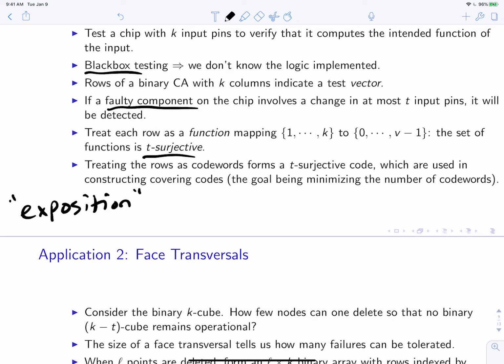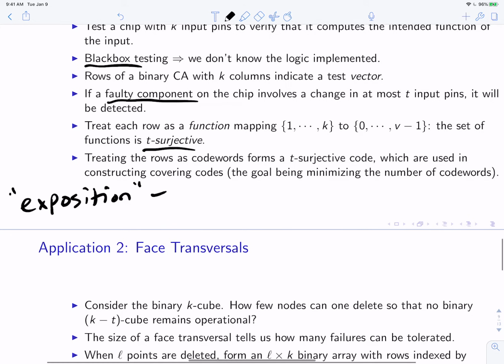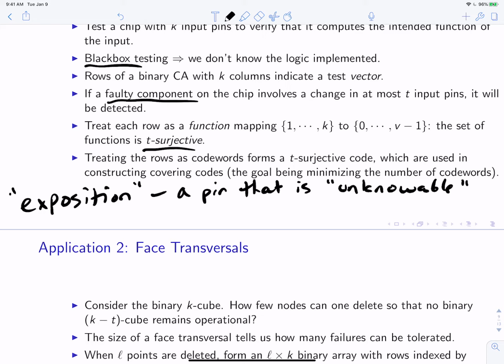It's not something in storytelling, but exposition is actually something really important in hardware testing. I guess a pin is fine, that is quote unquote unknowable. So we may think of a circuit at all points in the circuit having a value of either 0 or 1, but there may be some places in the circuit where we just absolutely cannot read what the circuit has. It could be a 0, it could be a 1. There's no way that we can actually tell.